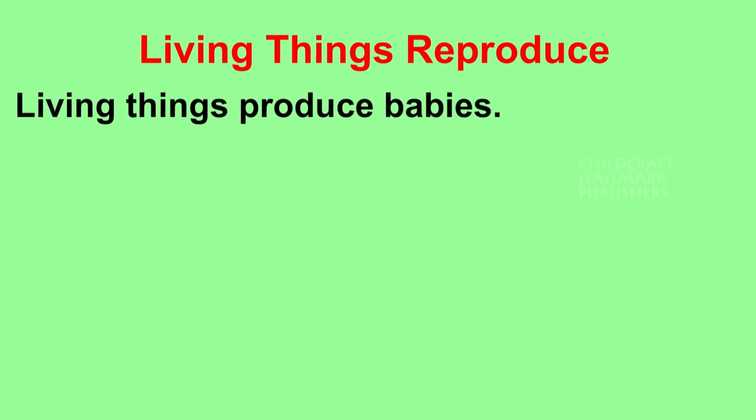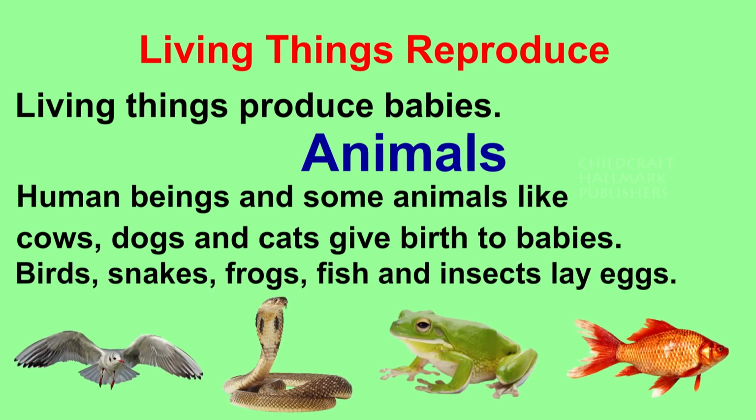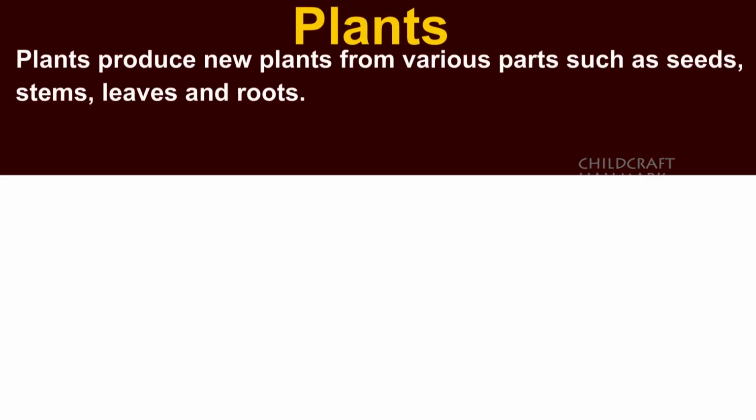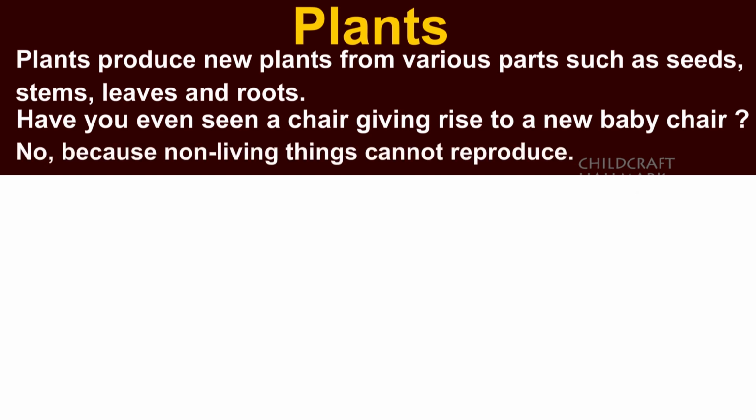Living things reproduce. Living things produce babies. Animals. Human beings and some animals like cows, dogs and cats give birth to babies. Birds, snakes, frogs, fish and insects lay eggs. Plants. Plants produce new plants from various parts such as seeds, stems, leaves and roots. Have you ever seen a chair giving rise to a new baby chair? No, because non-living things cannot reproduce.